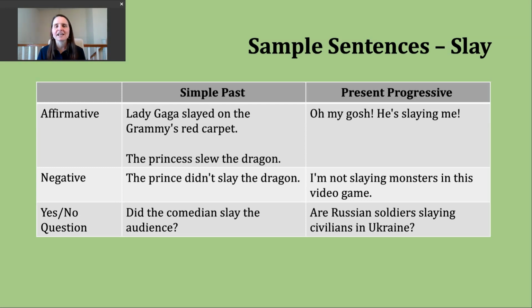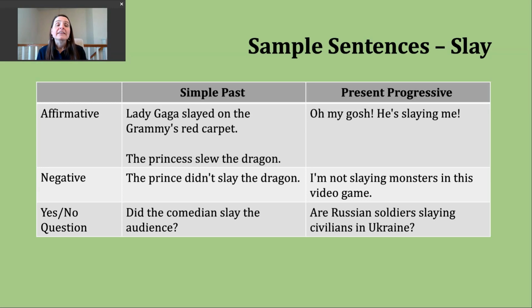I saw headlines like this all over the internet after this particular event a few weeks ago. Now, if we use our irregular past tense, you might find it in a sentence like this: the princess slew the dragon. So again, maybe in a story or a movie, this would mean to kill.